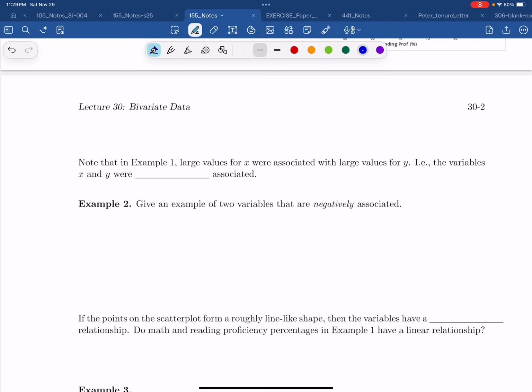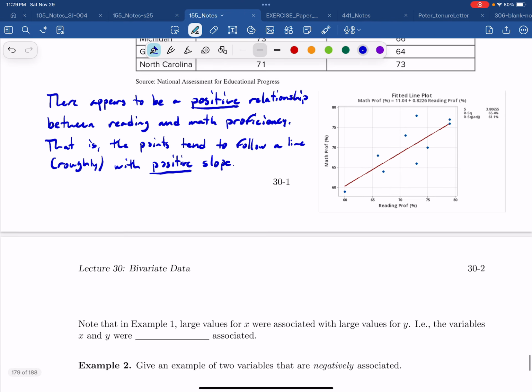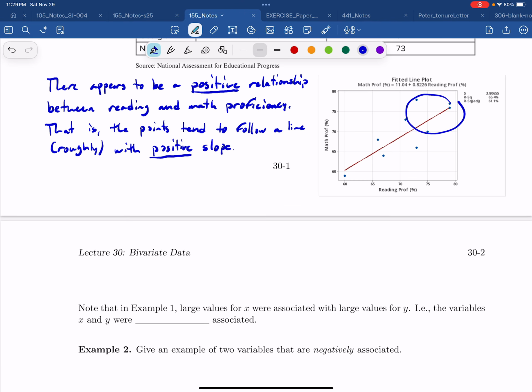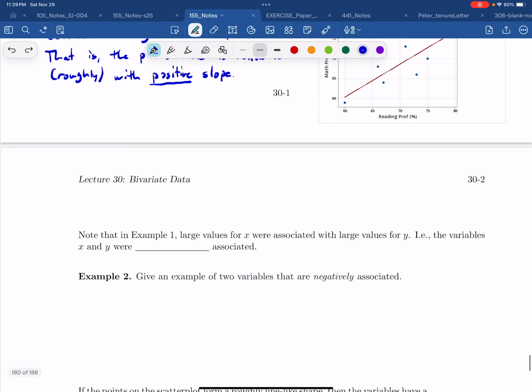So again, they were positively associated, because the large values of x and the large values of y tended to go together. Small values of x tended to go with small values of y. So when that happens, we say that x and y are positively associated. As x increases, that implies that y increases.